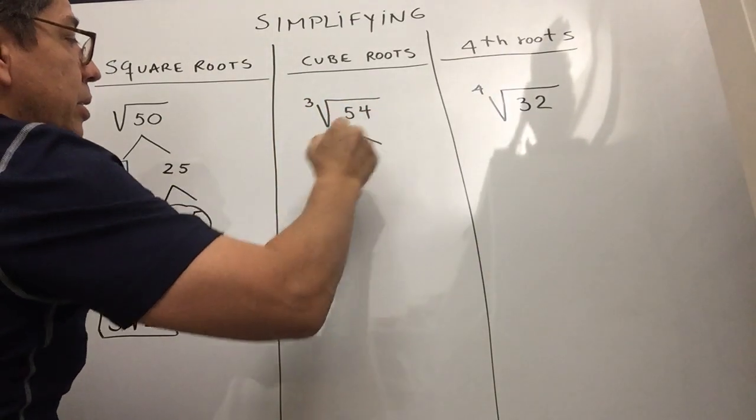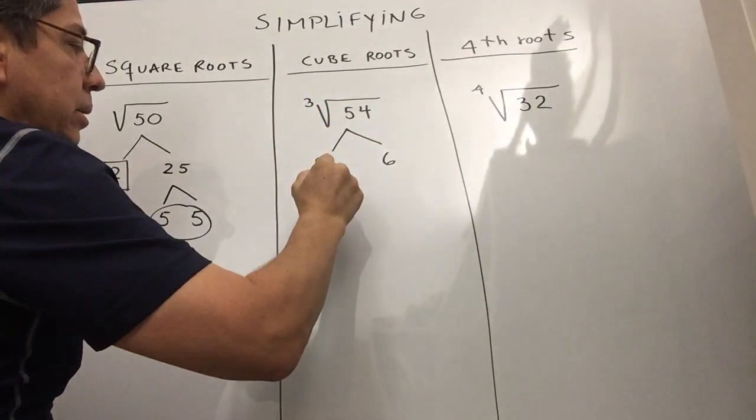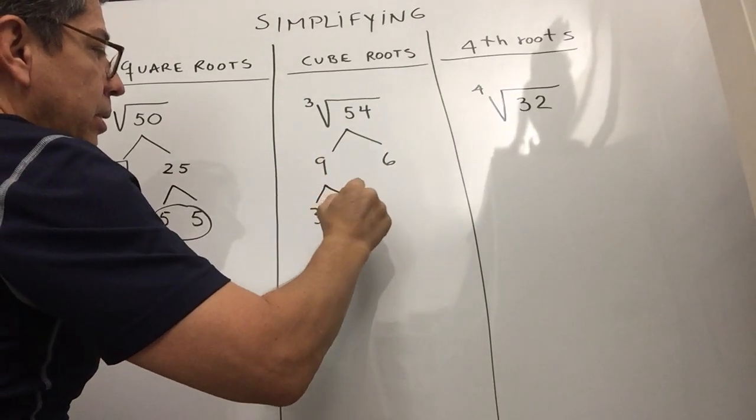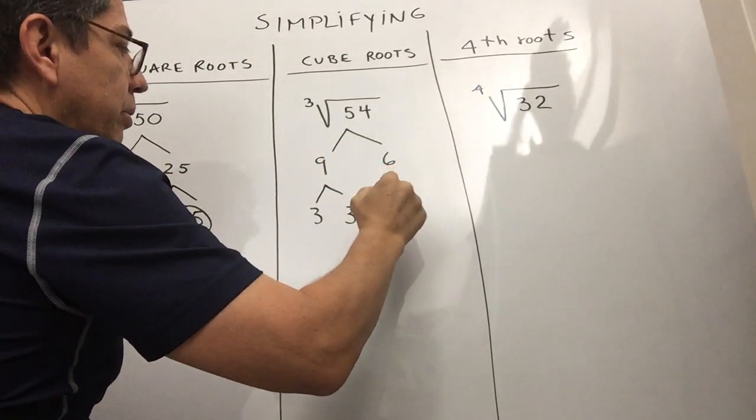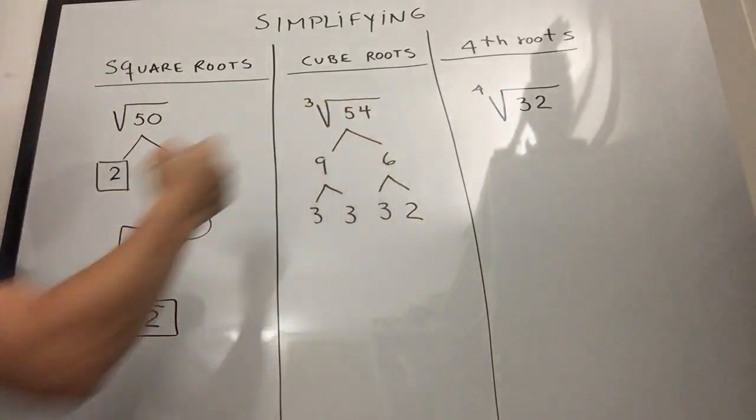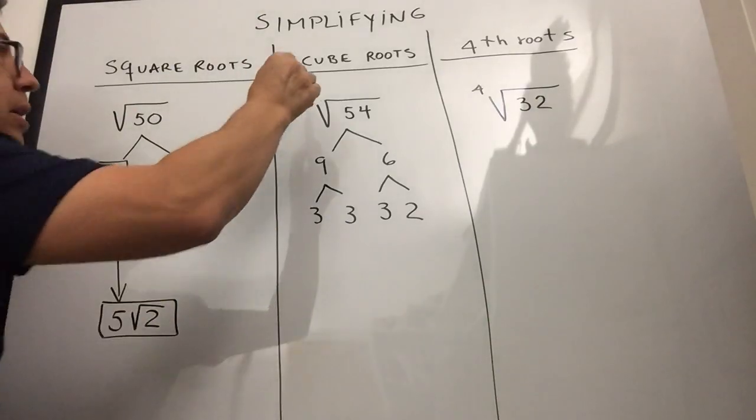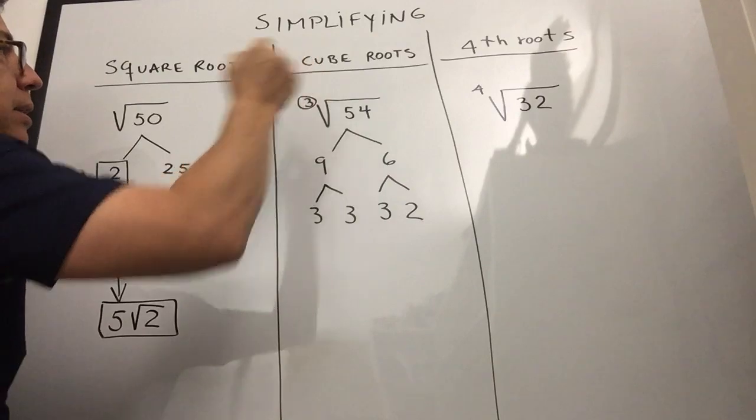We break this down into 9 and 6, is what first comes to mind. 3 times 3 and 3 times 2. All these numbers multiplied give me 54. Now we're going to group in groups of 3. Why groups of 3? This little guy up here called the index tells us that.